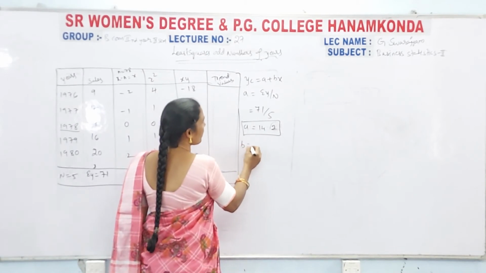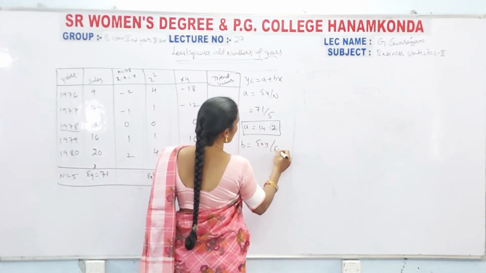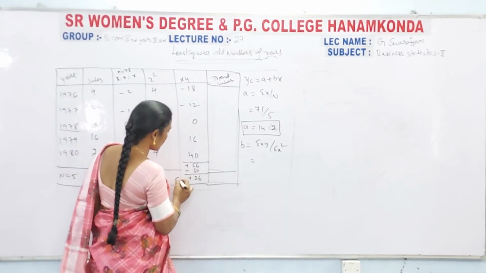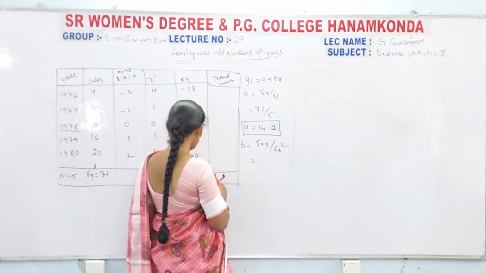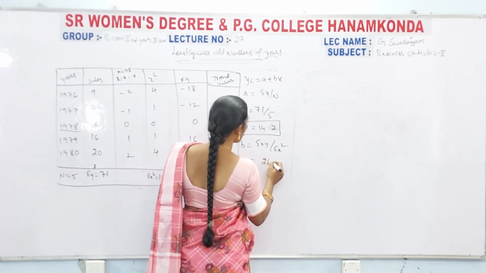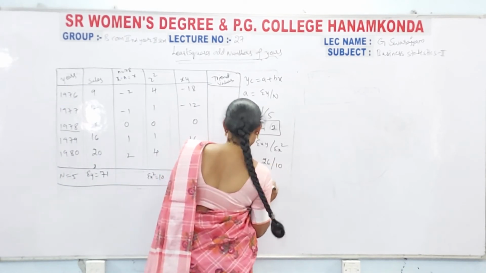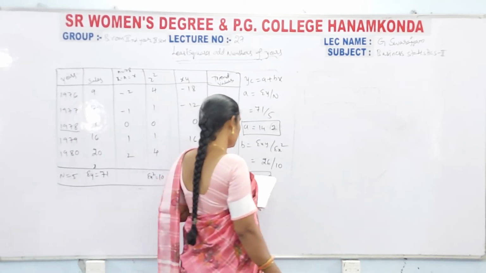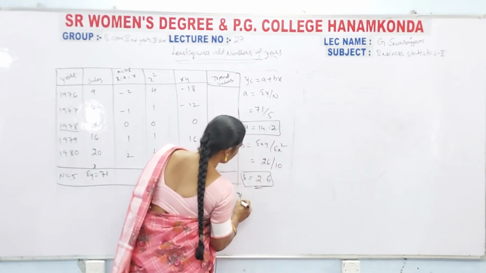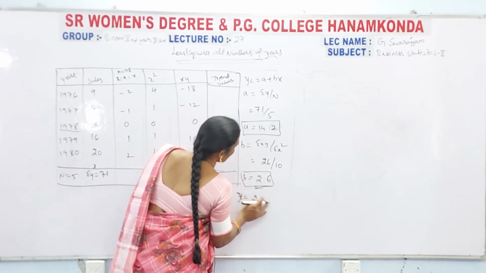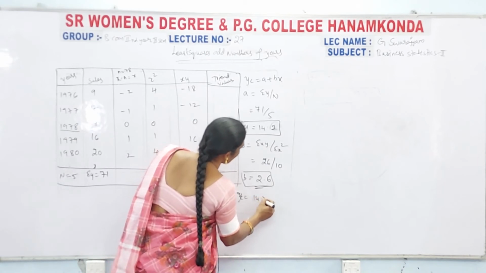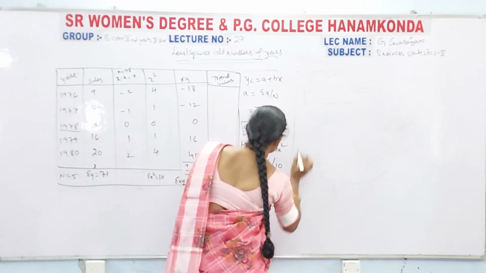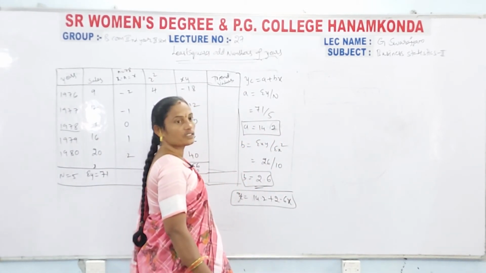The next b value you have to find out as sigma xy by sigma x square. So already we have calculated the sigma x square value and sigma xy value. Sigma xy is 26 by 10, so 2.6. So the b value is found as 2.6, okay. So Yc is equal to 14.2 plus 2.6x. This is the formula, the equation.